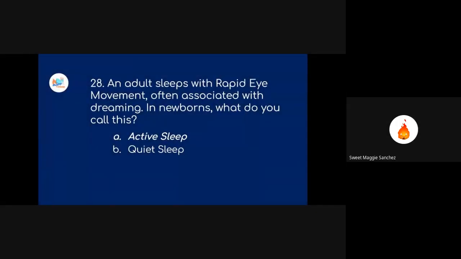Okay. Question 28. An adult sleeps with rapid eye movement, often associated with dreaming. No? In newborns, what do you call this? So, the proper term is active sleep. So, why is it called active sleep? Kasi active yung brain. Aha, key term. Yes, so if you're familiar with rapid eye movement, no, ay tinatawag din yan na REM. Usually yan ah, yung period na yes, nagde-dream ka. See, often associated with dreaming. So, the same din yan with babies. Active sleep lang yung tawag.